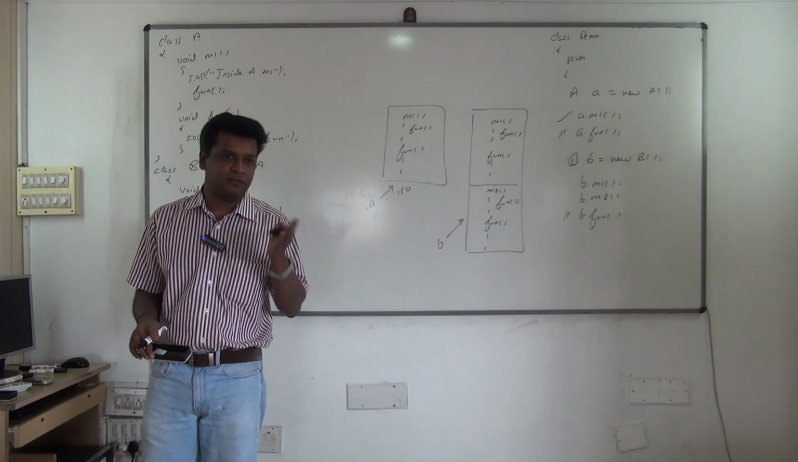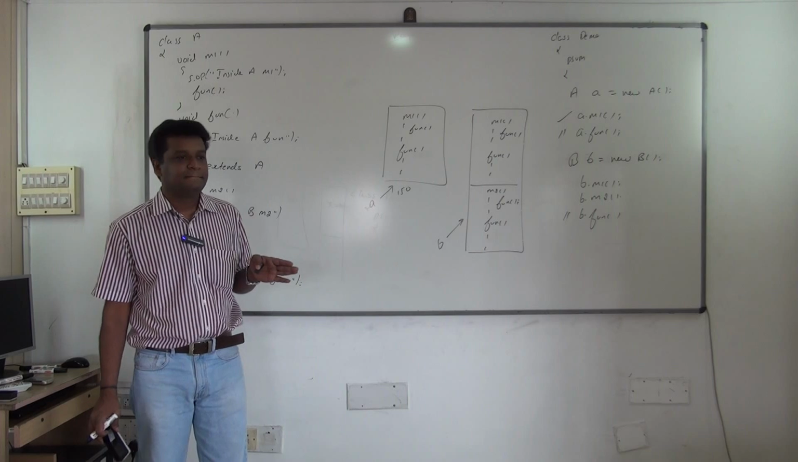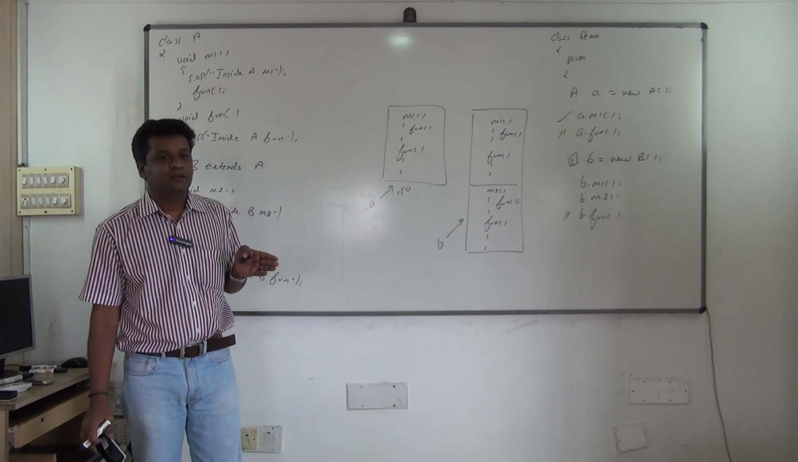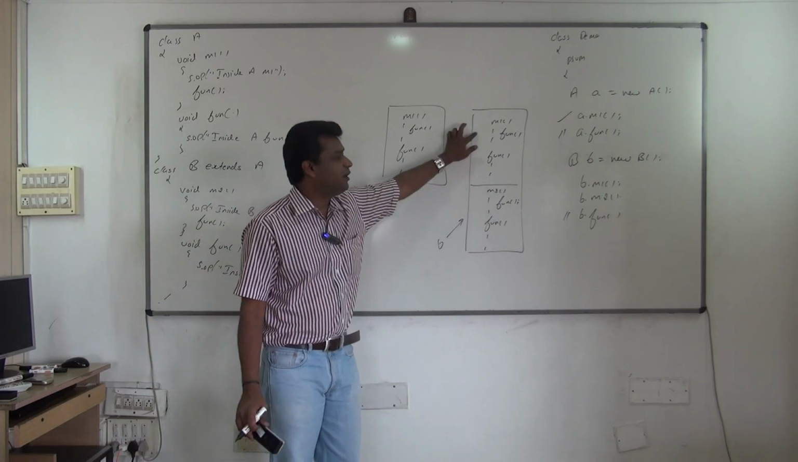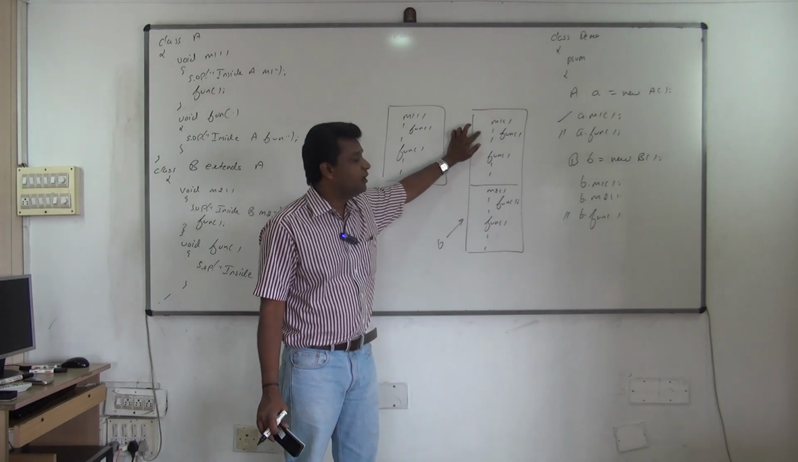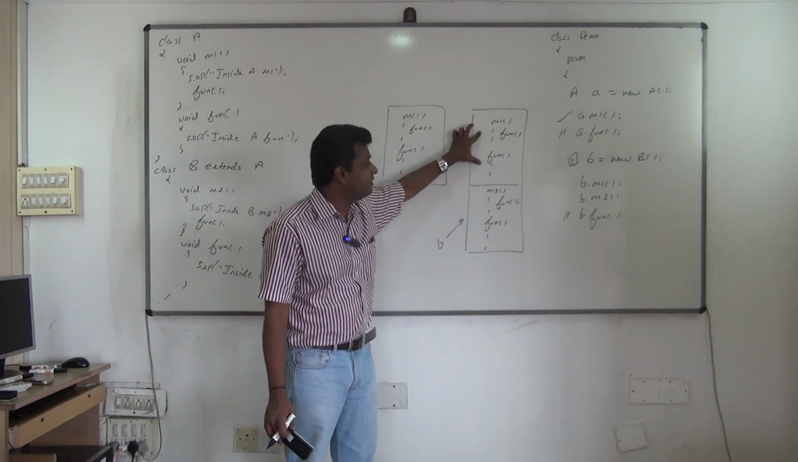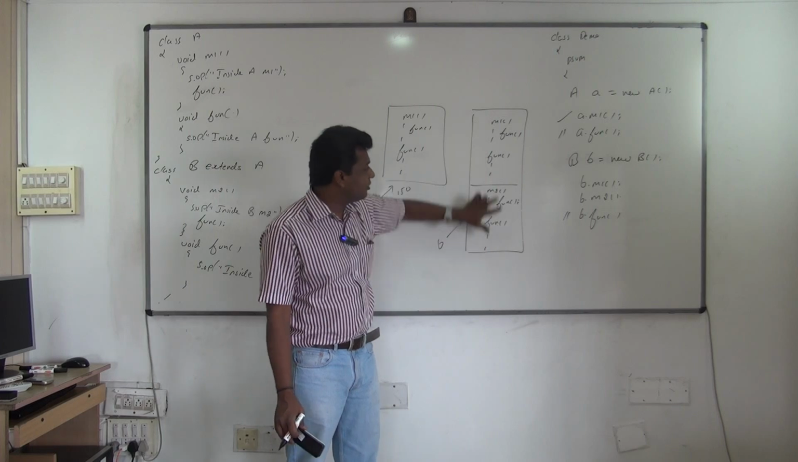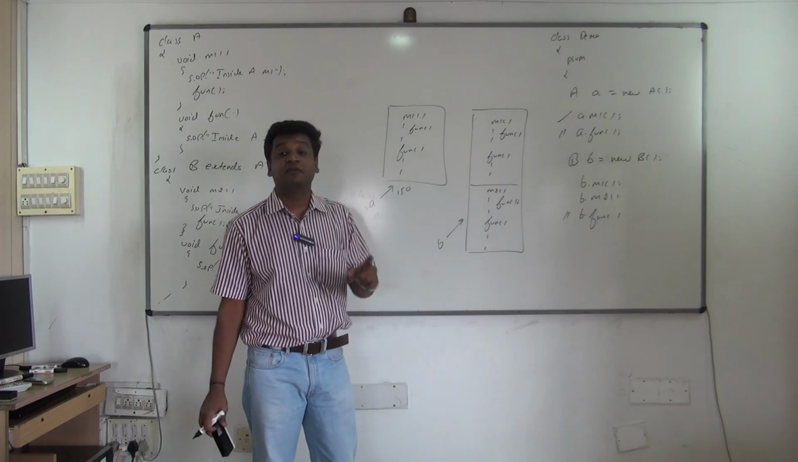Methods are always dispatched from the bottom only. BB is equal to new B. B.M1, M1 we are calling. M1 has to call fun now. It will not call this one. Again it will call from the subclass only. The criteria for overriding is the object.